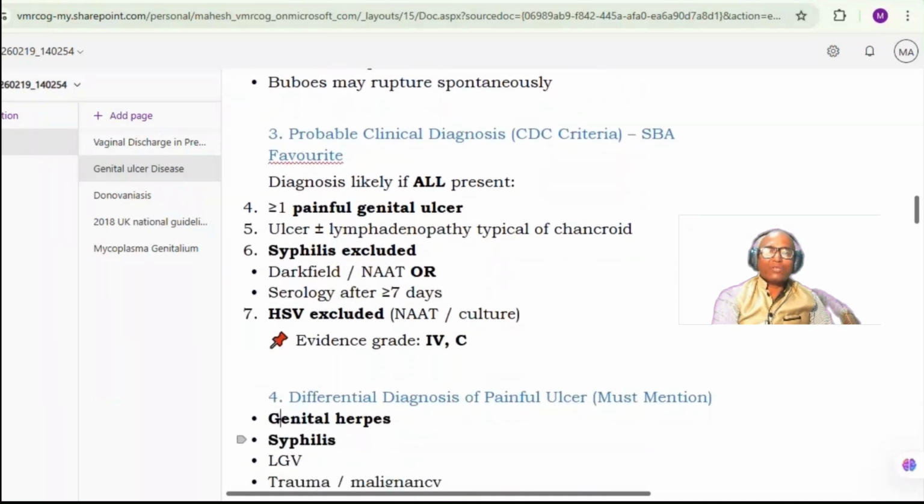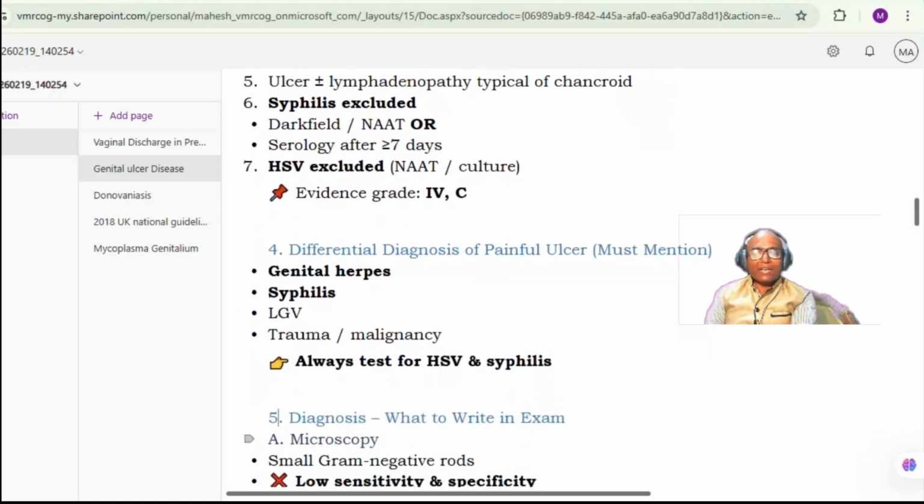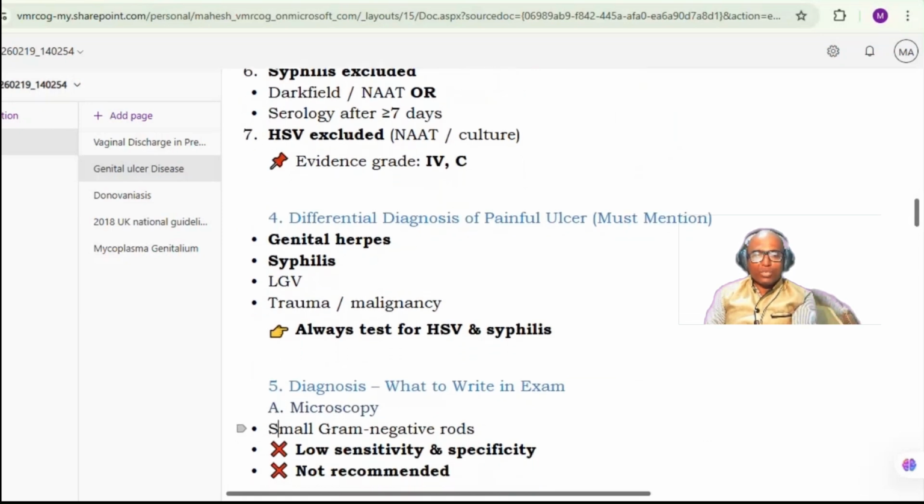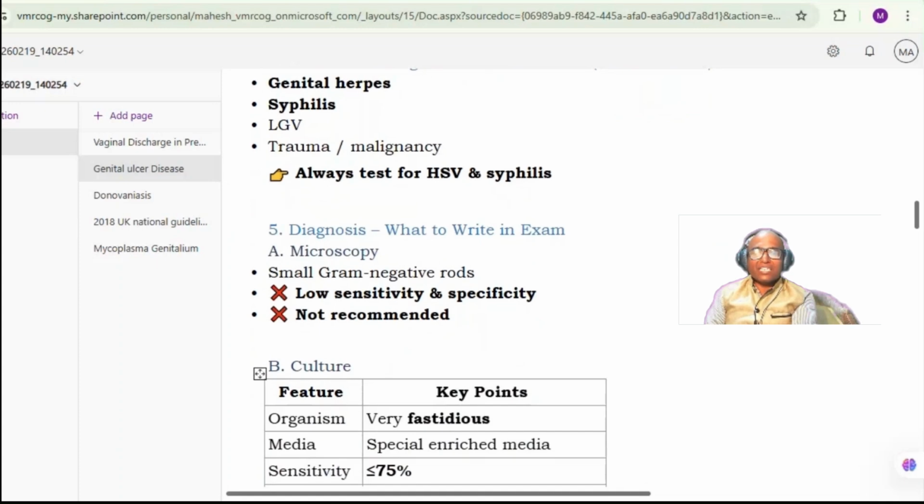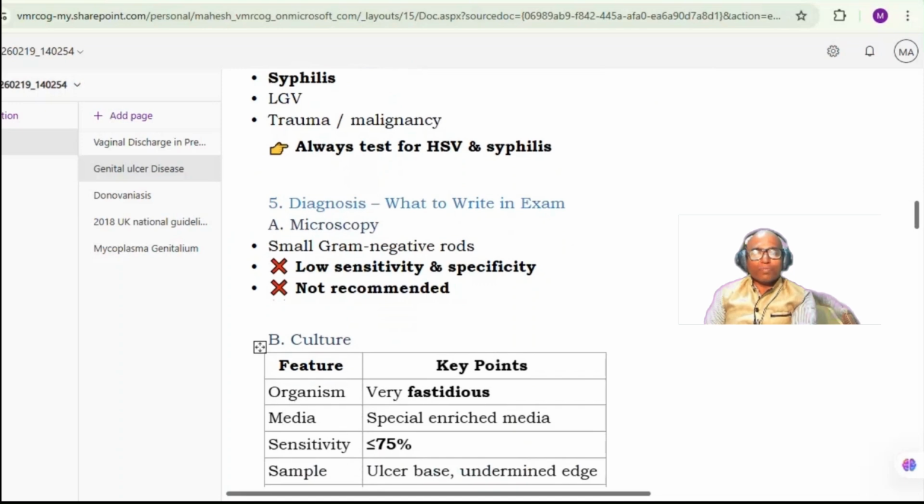So a probable clinical diagnosis is likely if all are present: one or more painful genital ulcers, and an ulcer plus lymphadenopathy typical of chancroid. Syphilis you have to exclude, by dark field or NAT testing, or serology, which you have to repeat after 7 days. Then HSV you have to exclude. The differential diagnosis will be genital herpes, syphilis, LGV, trauma and malignancy. Always test for HSV and syphilis when you get such a presentation. Microscopy shows small gram-negative rods, but it has low sensitivity and low specificity. It is not recommended.